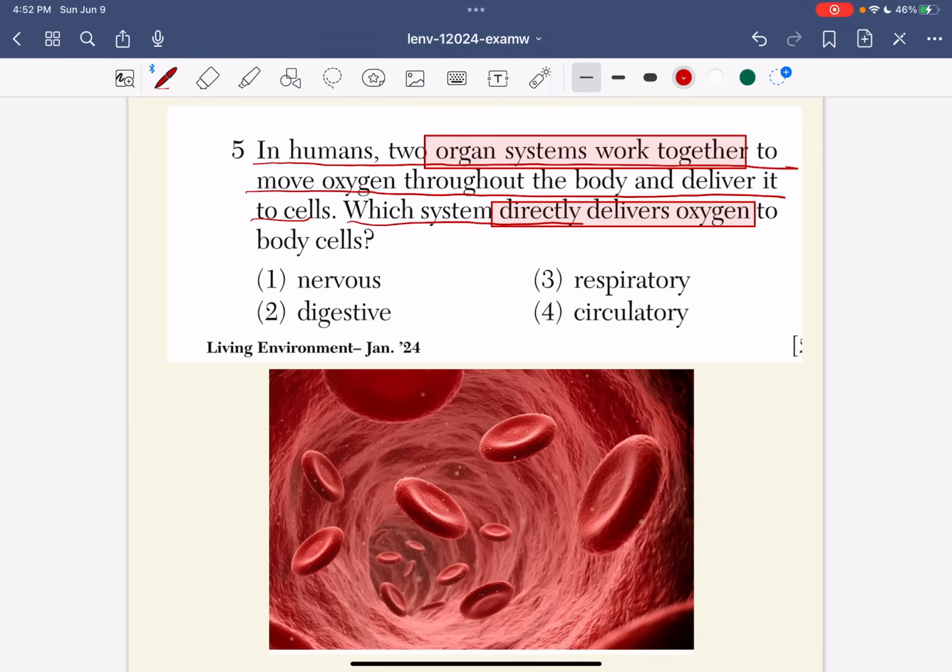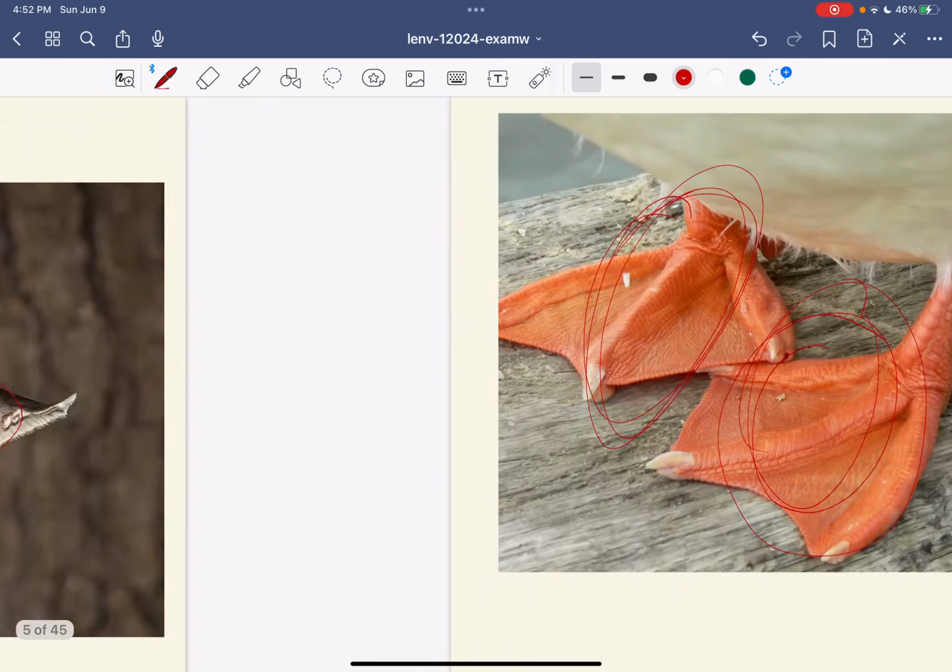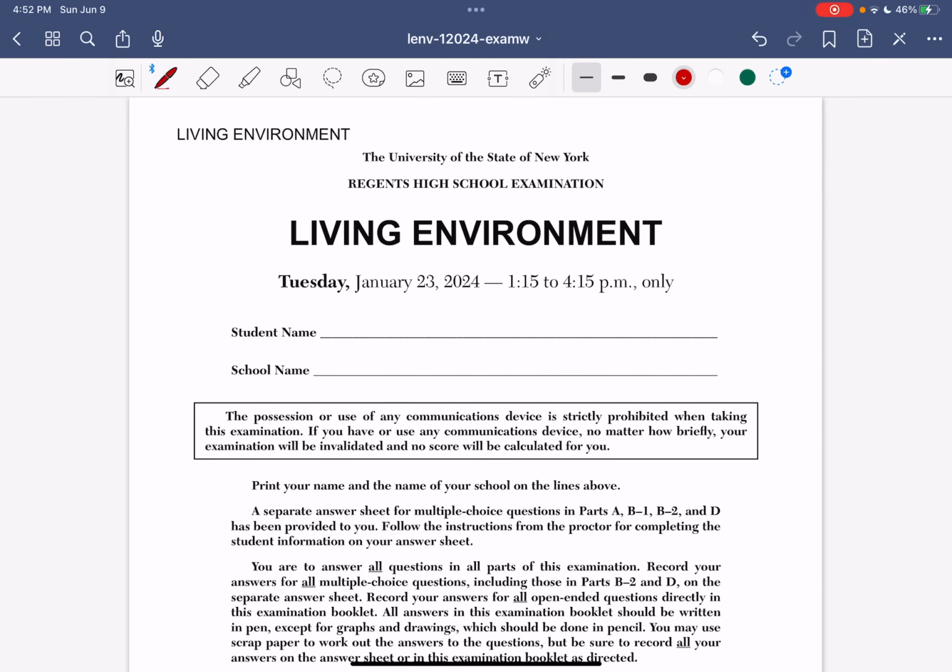Which systems directly delivers oxygen to body cells? Now, I just want to point out that I made these annotations ahead of time. The test does not have pictures. The test does not have all these markings on it, obviously, but just remember that the test looks like this.